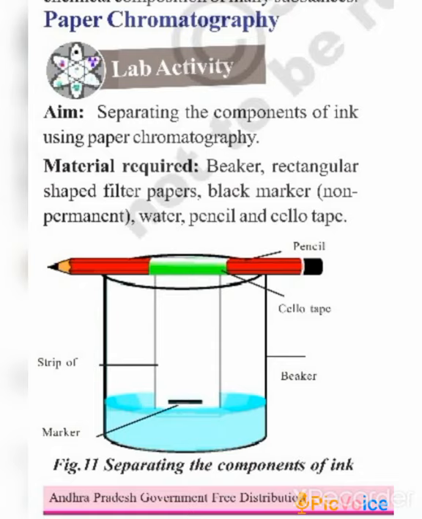Please look at the diagram. In order to do this process, certain steps need to be followed. Take a beaker and fill it with water, and take a pencil so as to keep it above the beaker in such a way that a strip of paper is attached to the pencil and there is a line drawn on the strip of paper. Usually above that line you can keep a particular ink color.